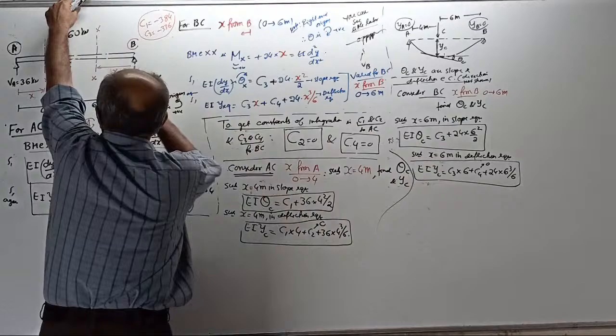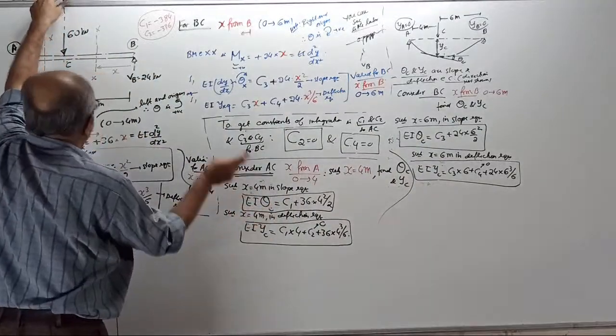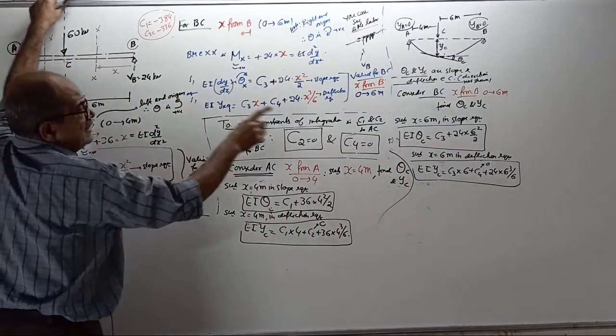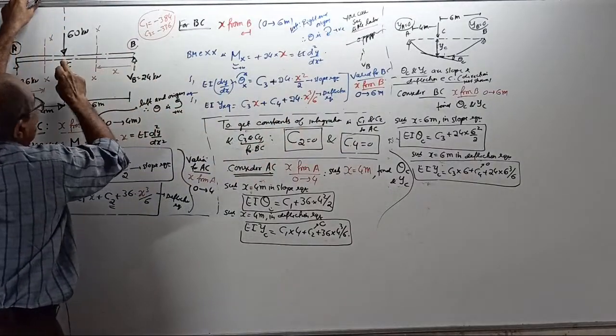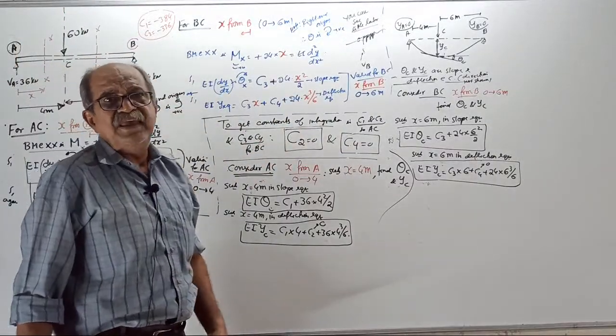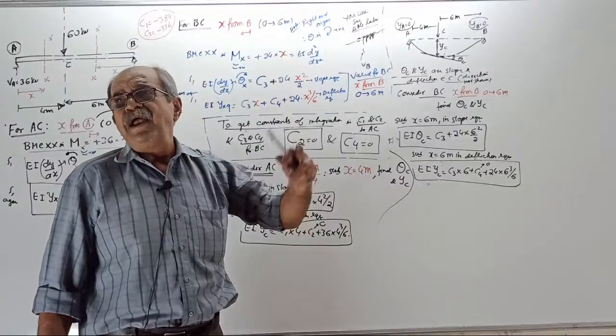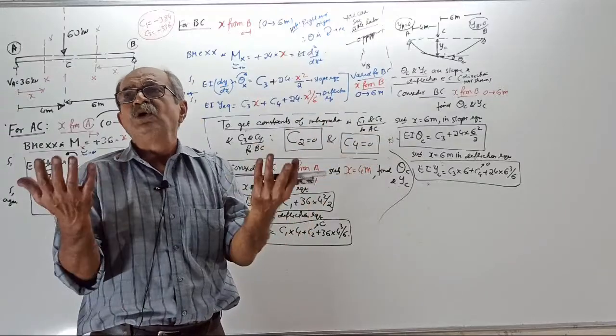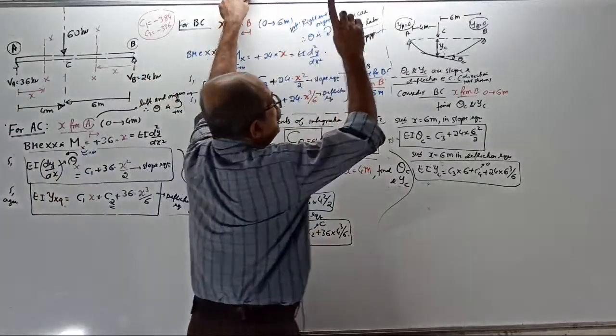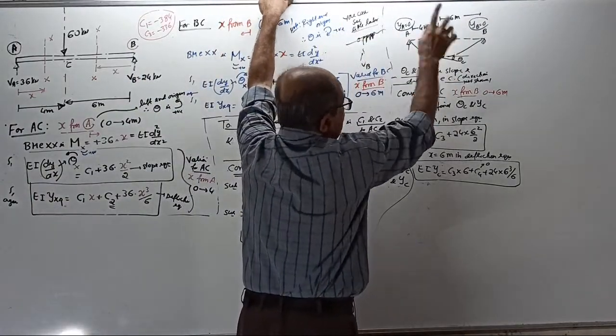This is the result for the end point of AC. That is the result for the end point of BC. The end point of AC from this side and the end point of BC from that side are the same point. There, only one slope is there, one deflection is there.